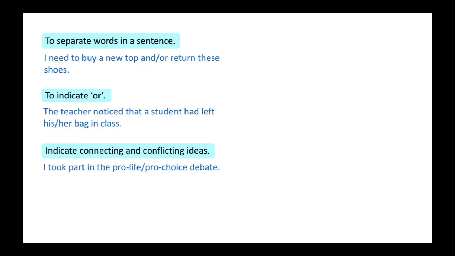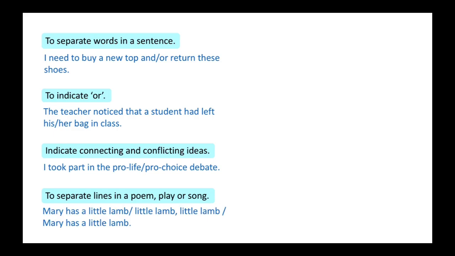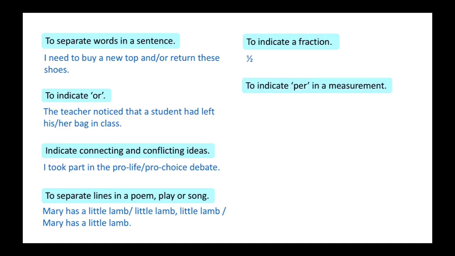An example of the slash used to separate lines in a poem, play or song is, Mary had a little lamb / little lamb / little lamb / Mary had a little lamb. So as you can see, the slash is used to separate each line. An example of a slash used to indicate a fraction is half, 1/2. An example of the slash used to indicate per in a measurement is, he was paying £1,000 per month.